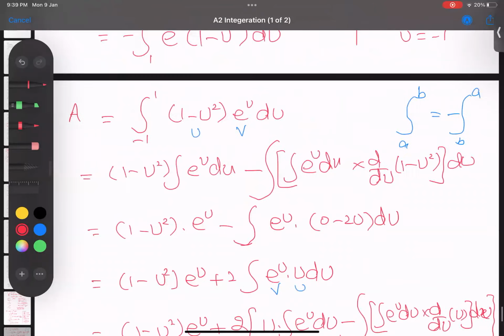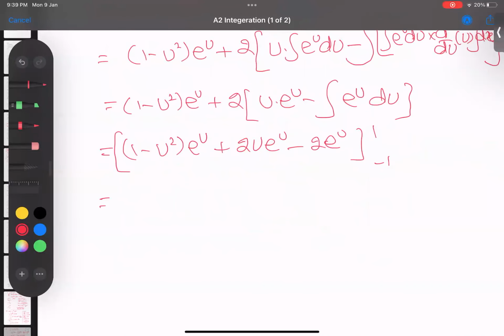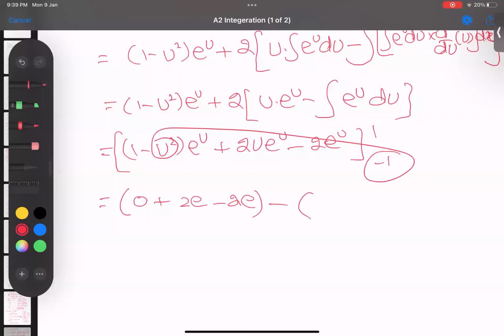And let me recheck. Yeah, I'm going to put limits. When I plug in 1, 1 squared is 1, so I got a 0. So no waste of time. When I plug in 1 here, I got 2u e^u, that is 2e only. When I plug in here, I get again 2e. Upper limit done, minus, lower limit. When I plug in -1 here, again it becomes 0, gone. When I plug in -1 here, negative, I got -2e to power -1. And here also e to power -1.